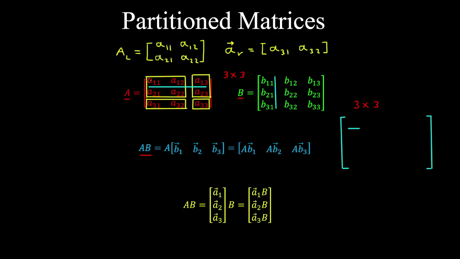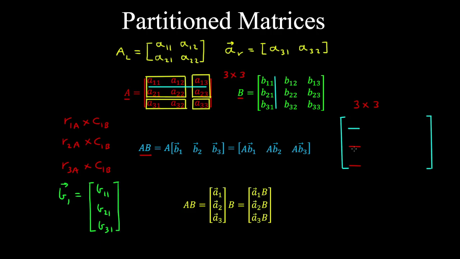So given that this first entry is row 1 in A by column 1 in B, and this second entry is row 2 in A by column 1 in B, and this third entry here is row 3 in A by column 1 in B, then if we designate column 1 in B as the column vector B1, with the entries in the matrix B11, B21, and B31, then what we're essentially doing to get the entries in column 1 is multiplying this entire matrix A by this column vector B1. So that gives the entries in column 1 of the resulting matrix.